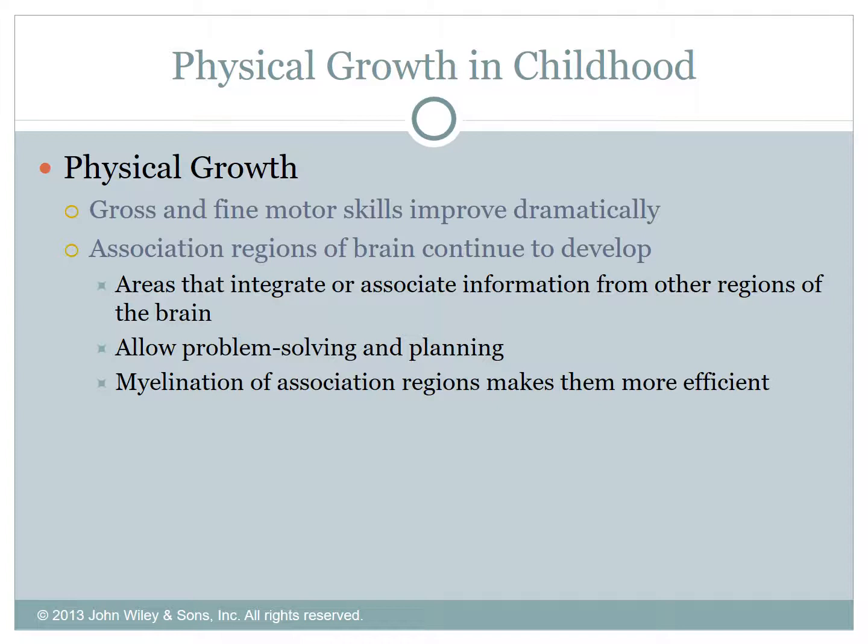The association regions of the brain continue to develop, so you can associate different sensory inputs. We're constantly changing, right? Our sense of taste is changing, so the things that you like to eat change over time. And with children, this is particularly true and changes particularly quickly, right? This also allows for problem solving and planning skills, and the brain continues to myelinate throughout childhood.